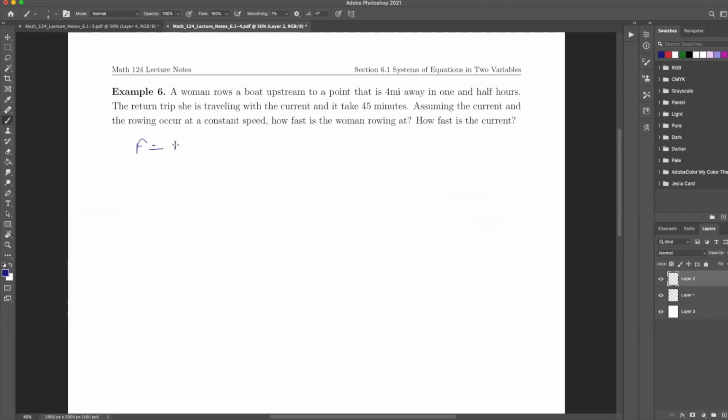Okay, so this is the rate. Oh, see how it writes now? It's the rate of rowing. So this is how fast she's rowing. We're going to let C be the rate of the current. So this is how fast the current's moving.